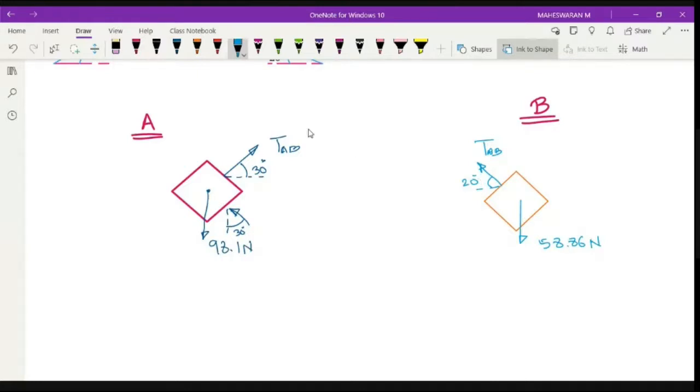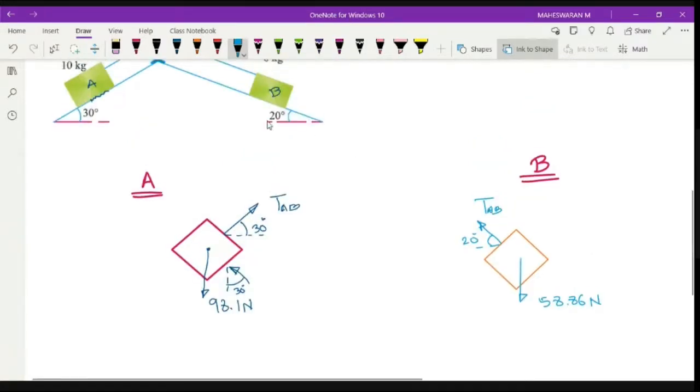Then you have a reaction. This is a contact surface, so you have a reaction here. The reaction is RB, and the angle of this is vertically 20°. This is my overall set of values.